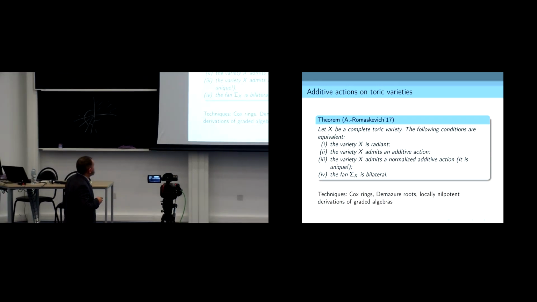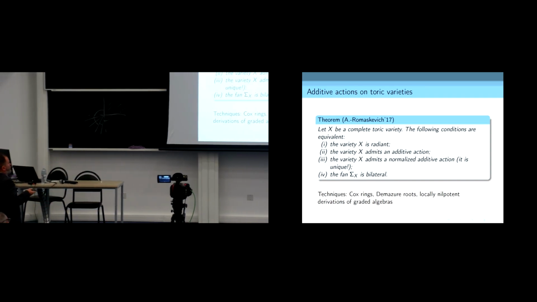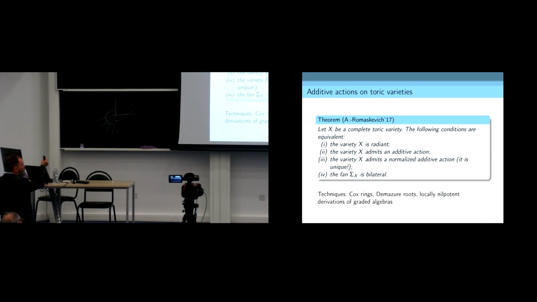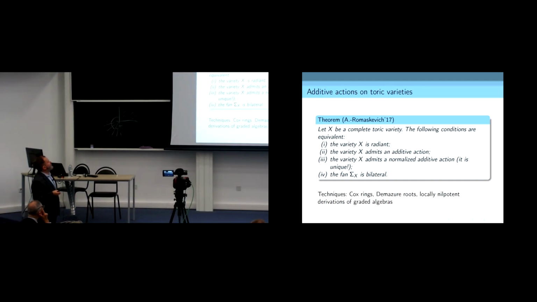And the theorem is that the following conditions are equivalent for a complete toric variety. Some unipotent group acts with an open orbit, which is very strange, is equivalent to a commutative unipotent group acting with an open orbit. And this action of a commutative unipotent group can even be assumed to be normalized by the acting torus. And this happens exactly for such specific fans. So we have a combinatorial description of these varieties.